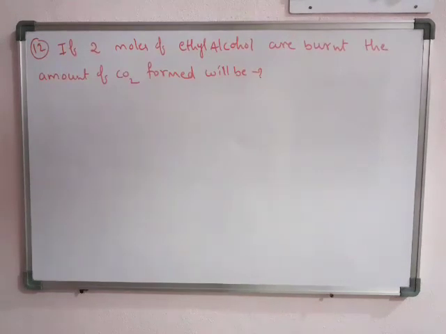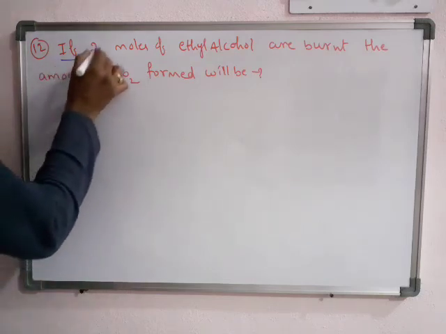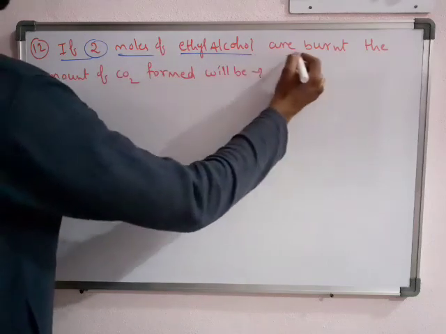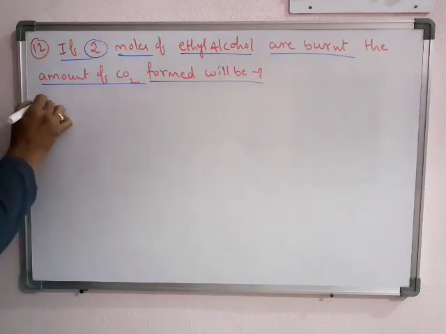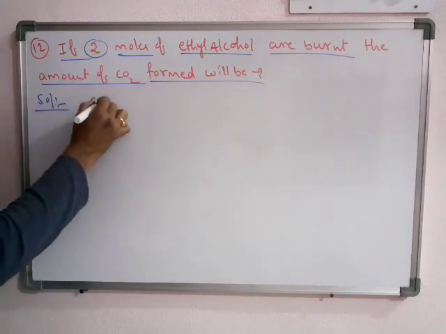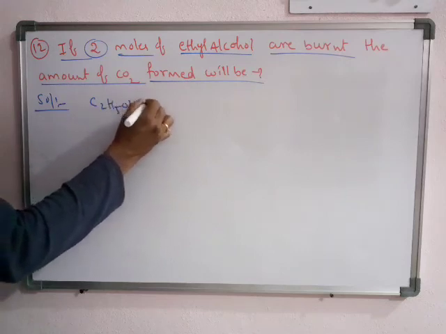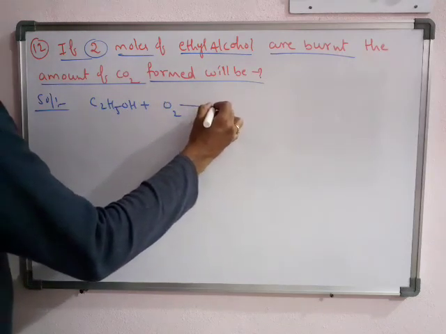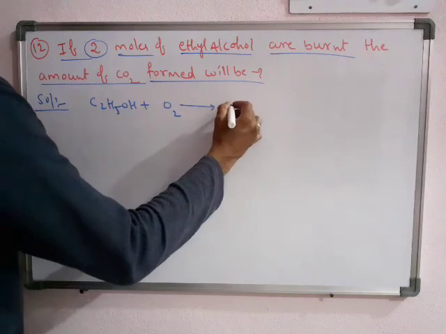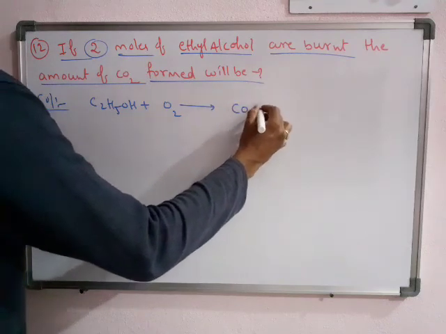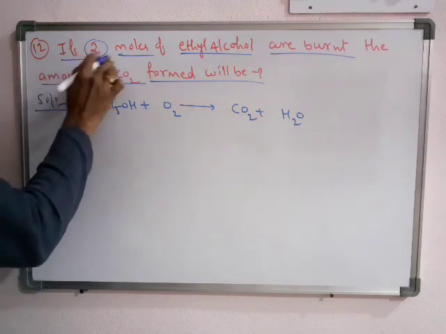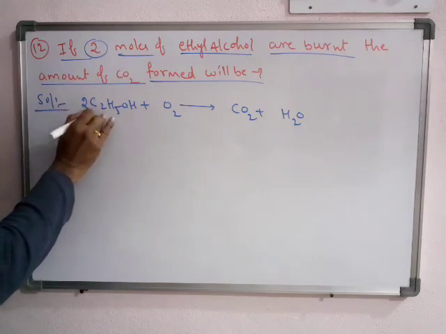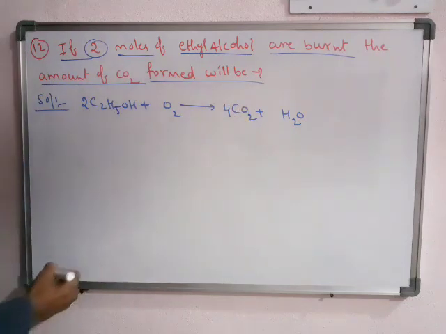Let's see one more question. Actually, we left this question; it's also very simple. If 2 moles of ethyl alcohol are burnt, the amount of CO2 formed will be? Here the reaction is very important: the burning of ethyl alcohol. Burning takes place in the presence of oxygen only. It releases CO2 and H2O. It is particularly given 2 moles of ethyl alcohol, so we have to take 2 moles. Here we get 4 moles of CO2.